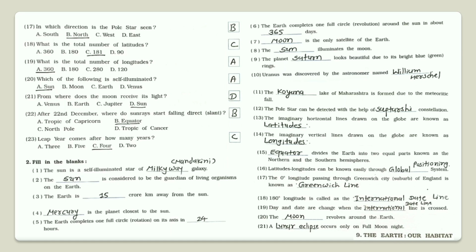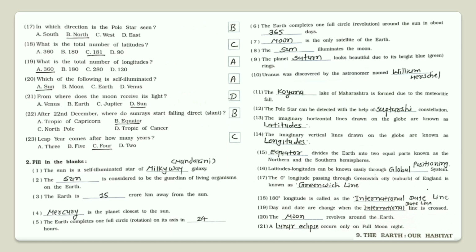Seventeenth number: in which direction is the pole star seen? So B, North. Eighteenth number: what is the total number of latitudes? So C, 181. Nineteenth number: what is the total number of longitudes? So A, 360. Twentieth number: which of the following is self-illuminated? So A, Sun.